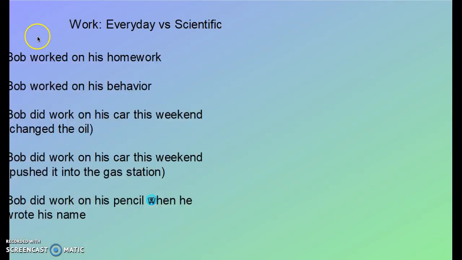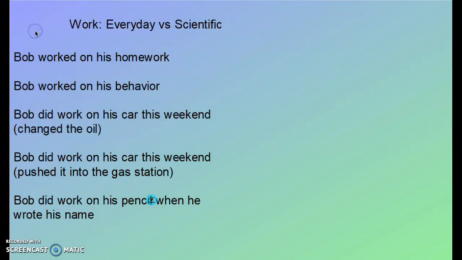Now you're accustomed to perhaps saying that work is a task or a job or something you have to do. Well, so for the example, Bob worked on his homework. That's the everyday sense of the word, the task. Bob worked on his behavior. Again, it's an everyday task.